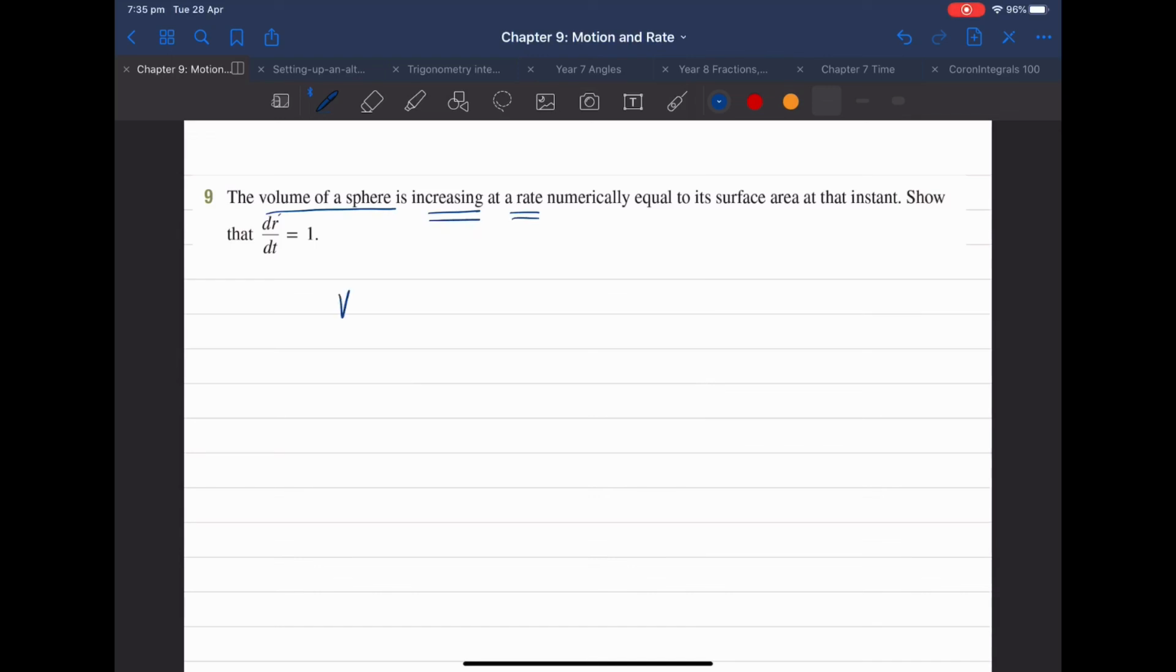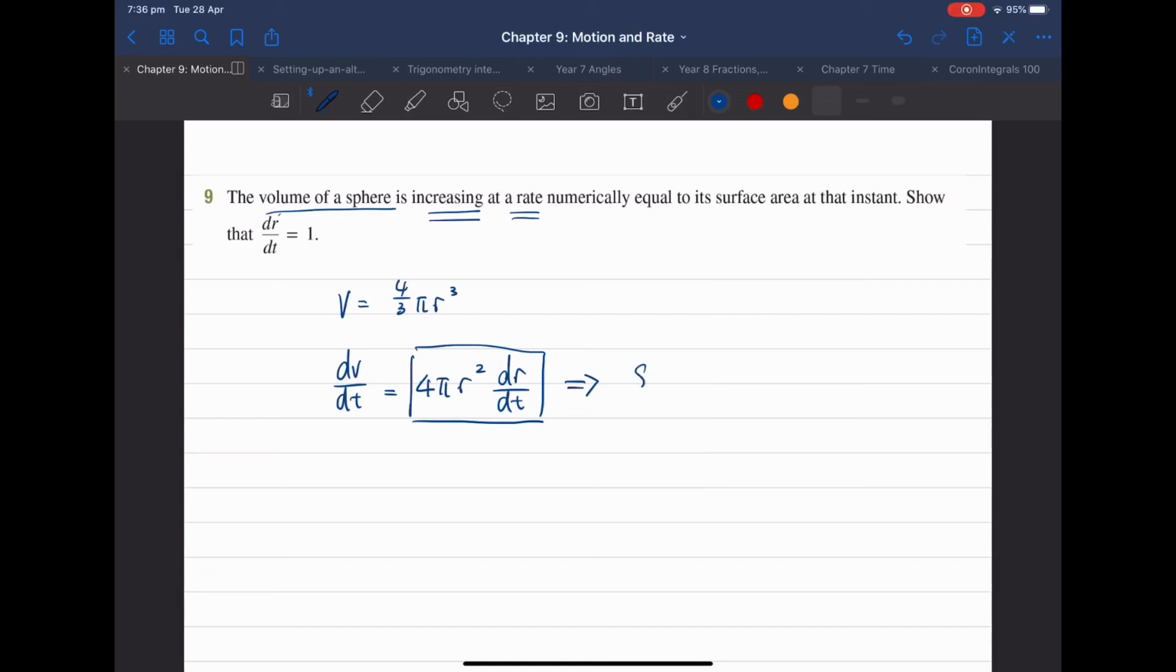So the volume of a sphere is V equals 4 over 3 pi r cubed. And the volume of a sphere is increasing, so dV over dt is equal to 4 pi r squared dr over dt. That's just the differentiation using the chain rule. Then it says the volume is increasing at a rate numerically equal to its surface area at that instant. So that rate is equal to the surface area of the sphere at that instant.